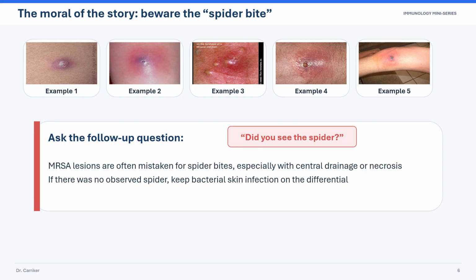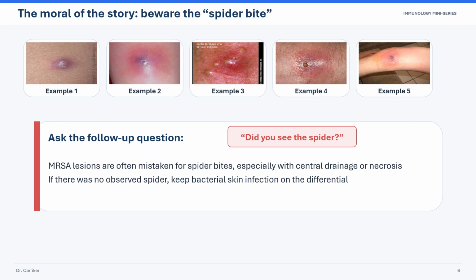So one of the most memorable teaching points in the staph section: MRSA lesions are often mistaken for spider bites. This is especially true when there is a central draining or necrotic area also associated. So if a patient confidently says, hey, I think I was bitten by a spider, I think the first follow-up question is, did you actually see the spider? If the answer is no, well, we're going to keep MRSA on our differential diagnosis.